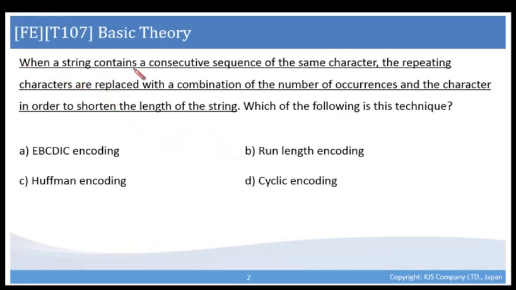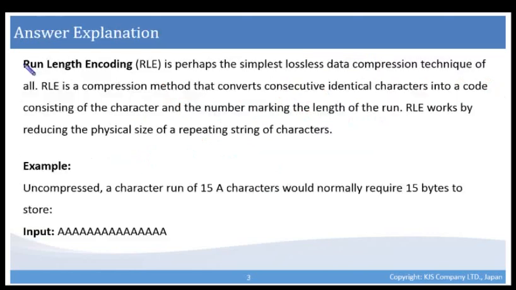When a string contains a consecutive sequence of the same character, which is important here for data compression, the repeating characters are replaced with a combination of the number of occurrences and the character itself in order to shorten the length of the string. Which of the following is the technique? We've got EBCDIC encoding, run length encoding, Huffman encoding, and cyclic encoding. So let's have a look and see which one of these we are describing.